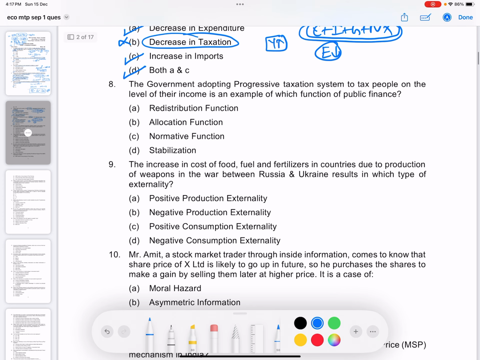Now, the 8th question: the government adopting a progressive taxation system to tax people. Progressive taxation. You should know about regressive, progressive, and proportional.